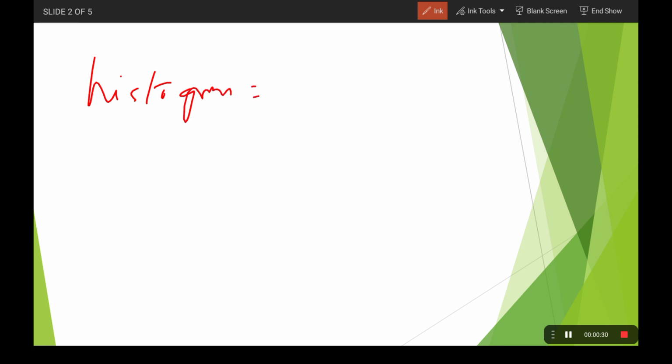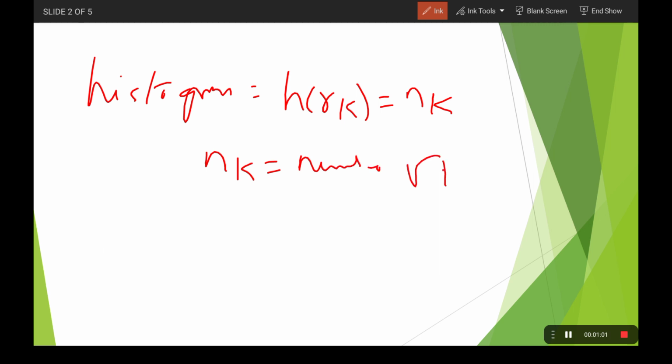In our previous discussion, we know that the histogram can be represented as h of rk equal to nk, where nk is the number of pixels in the image with intensity rk. Okay, so generally nk is the number of pixels with intensity rk. That is generally called a histogram.